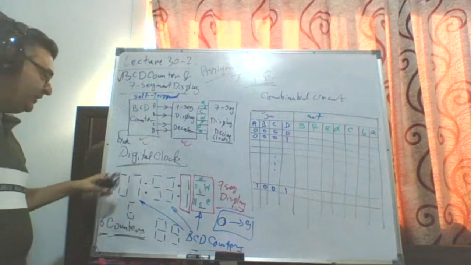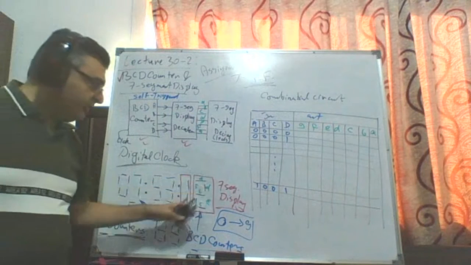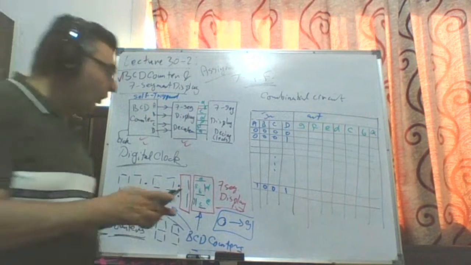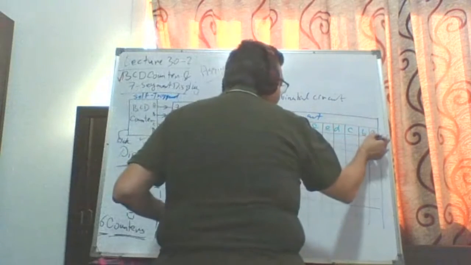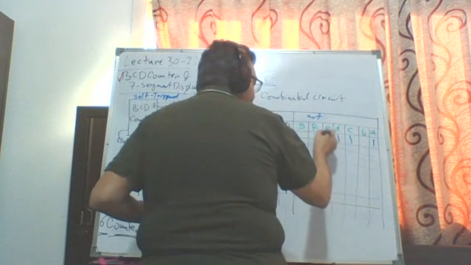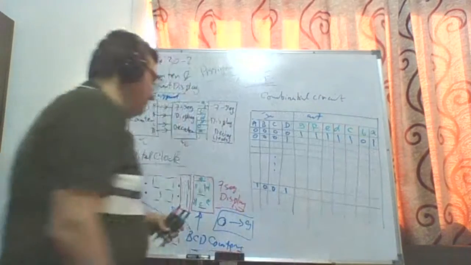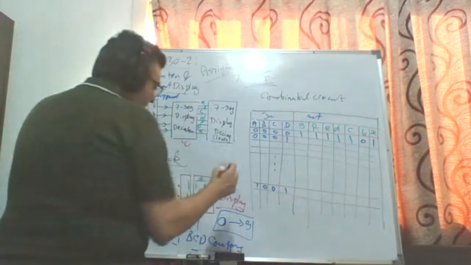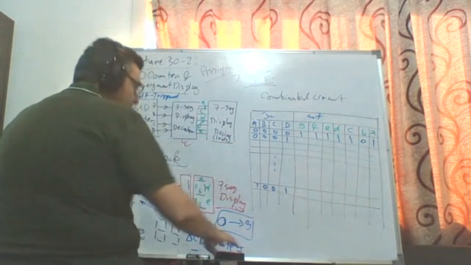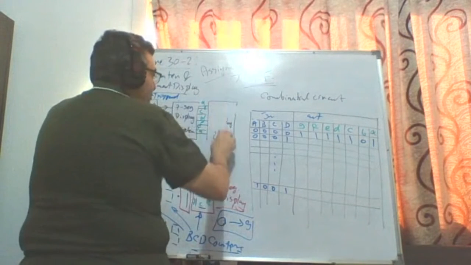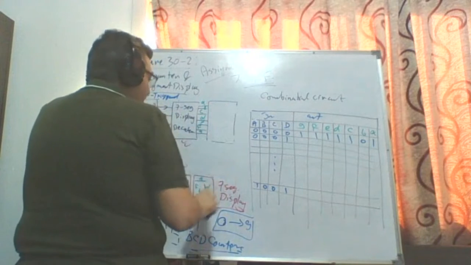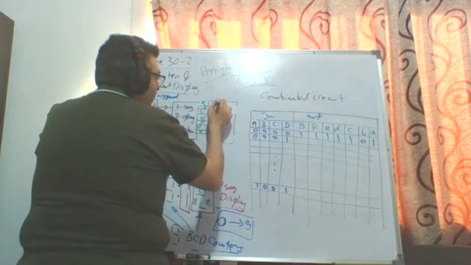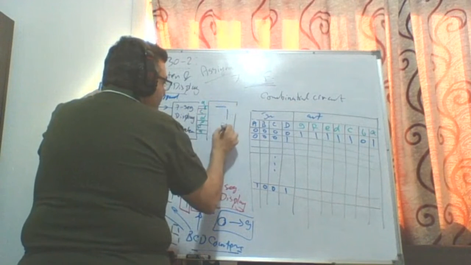If I wanted to display number 0, I need everything to light up except the segment B. So all segments should be 1 except segment B, because B is the segment in the middle here. Let me redraw the 7-segment display. This is the 7-segment display, in order for you to follow the names.